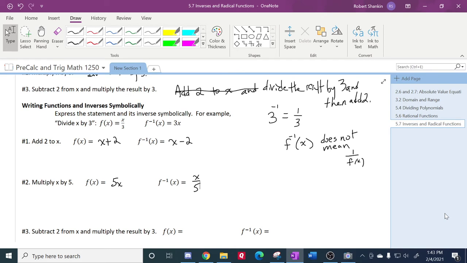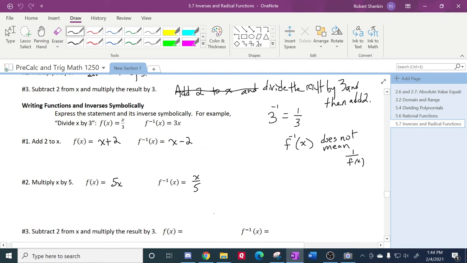Okay, and hit enter into your group chat. And group 2, what do you have for f of x? Group 2 is Aiden here? Or Annika?